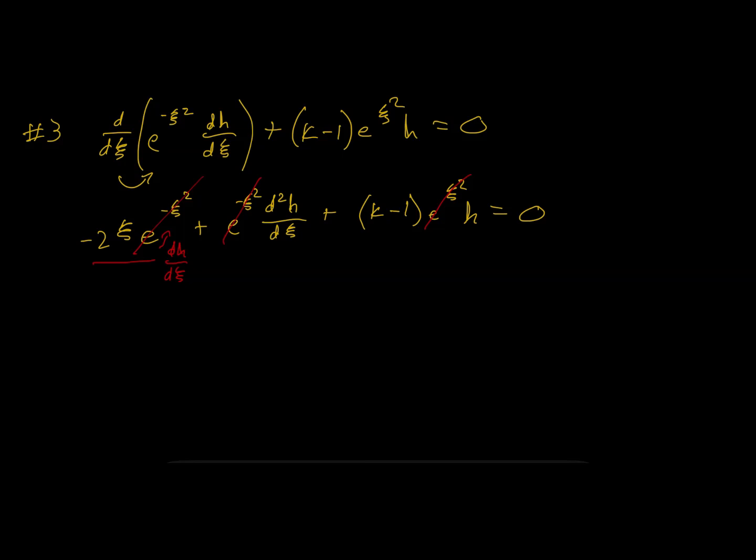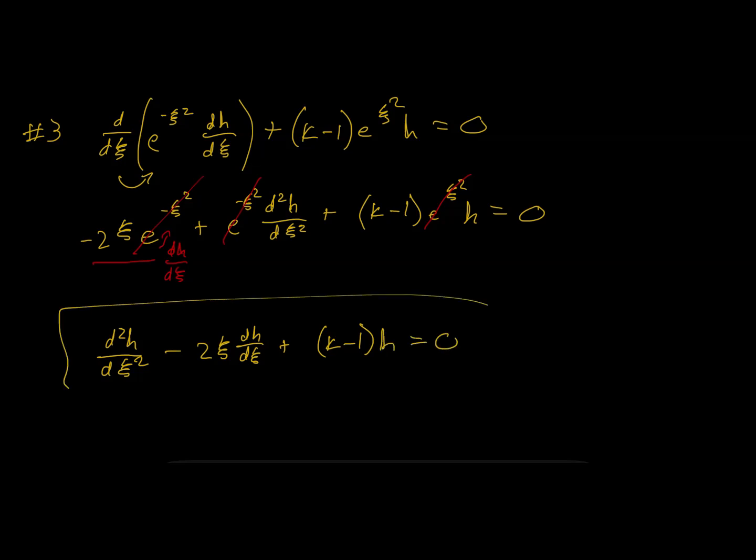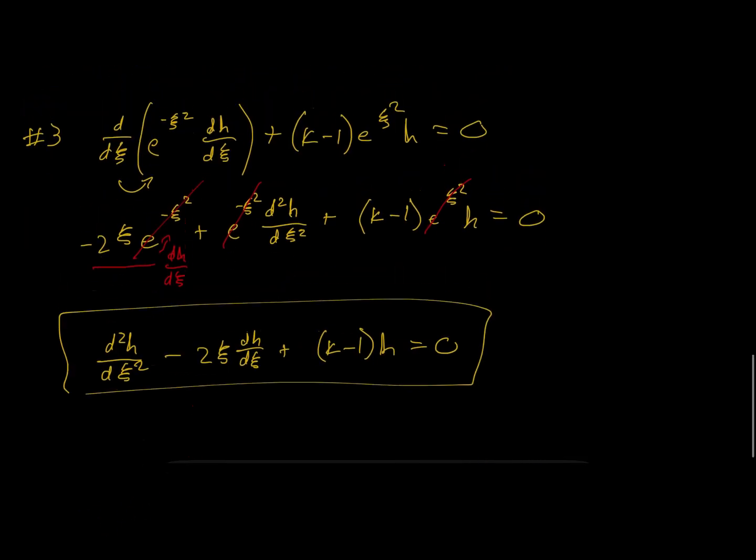All right. So we write it all out after we factor out the thing. And we're going to get d squared h over dc squared, minus 2c, then we have dh dc because of the chain rule, and then plus k minus 1 h equals 0. And this should be our equation number 2, and it is. Okay, so our equation number 3 equals number 2, and we're done.